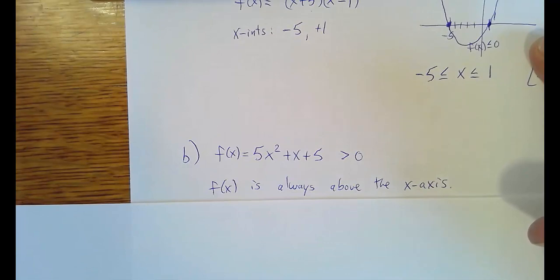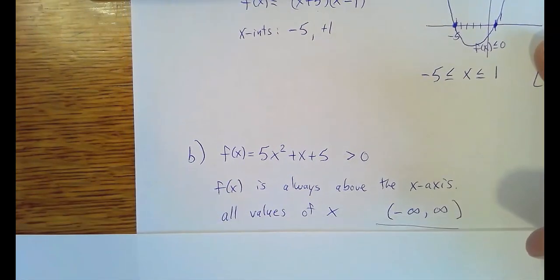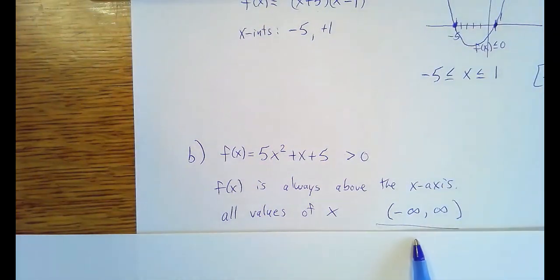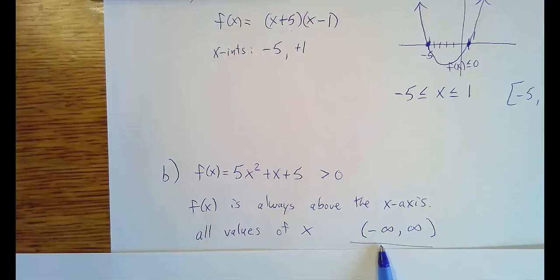So since f of x is always above the x-axis, the solution is going to be all values of x. And when we want to write this in interval notation, we would write this as parentheses -infinity to infinity, parentheses. So all real numbers satisfy this inequality.